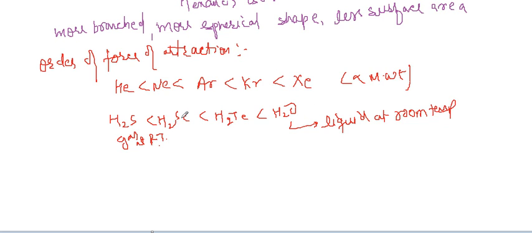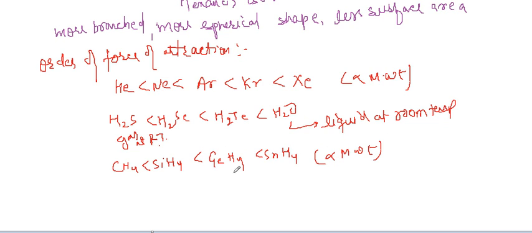Then, where the types of forces are the same among them, we consider the molecular mass. Next, CH4, SiH4, GeH4, then SnH4, according to their molecular weight. Again, F2, Cl2, Br2, then I2 will also be according to their molecular weight, because the types of forces are the same.